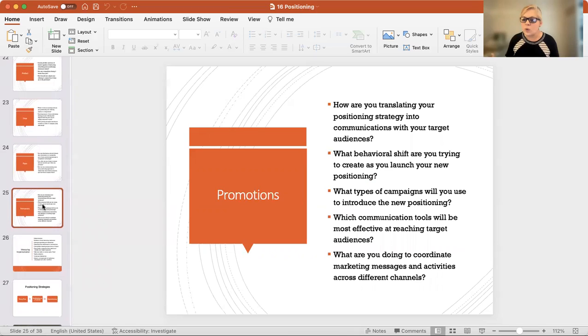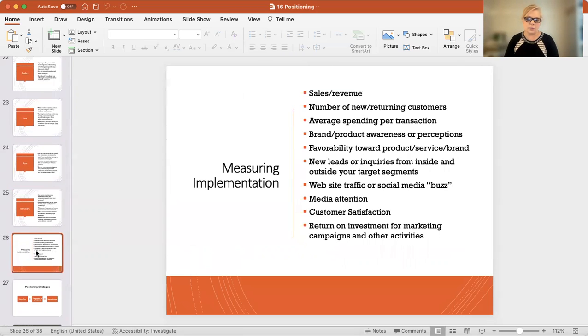Promotion, how are we actually translating this into something that we can promote and then we can put out there in all the different ways that we'll talk about with the integrated marketing communications to get that behavioral shift to occur. How do we talk to people about it?